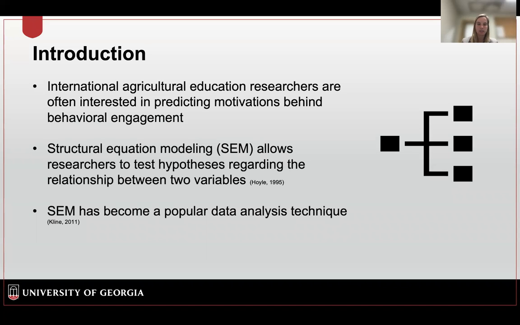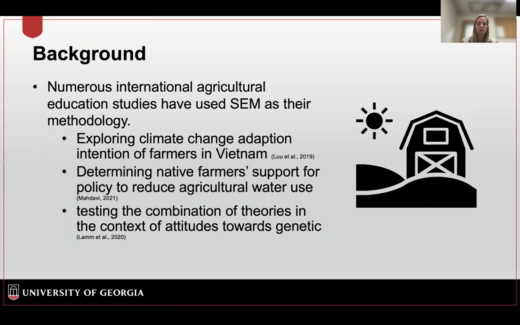International agricultural education researchers are often interested in predicting motivations behind behavioral engagement of an individual or group. Structural equation modeling, or SEM, allows researchers to test hypotheses regarding the relationship between manifest and latent variables. SEM has become a popular data analysis technique among researchers, especially in relation to sustainability issues like those found in the agricultural context. Numerous international agricultural education studies have used SEM in their methodology.